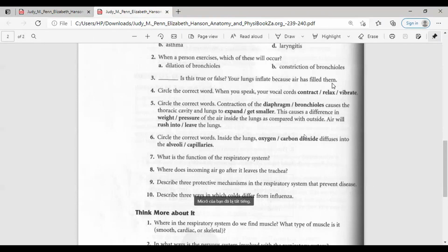For question number 7, what is the function of the respiratory system? This is a general question. You need to answer number 7; you can find the answer by yourself. Question number 8, where does incoming air go after it leaves the trachea? You can answer this one. Lê Nguyễn Phương Anh.